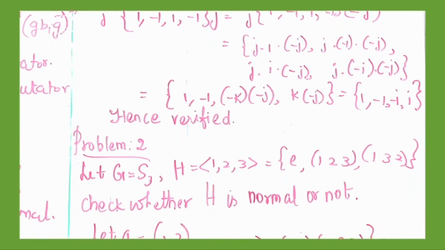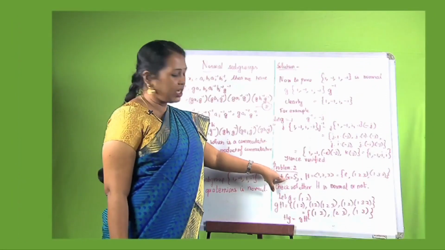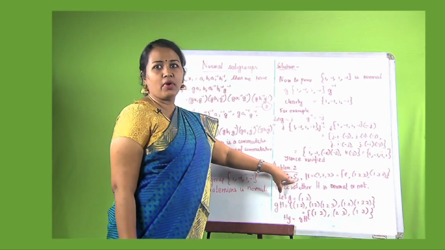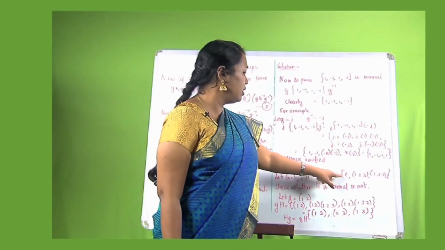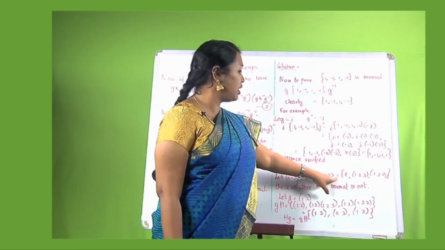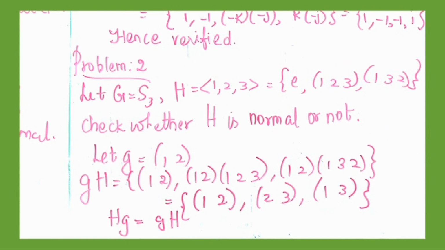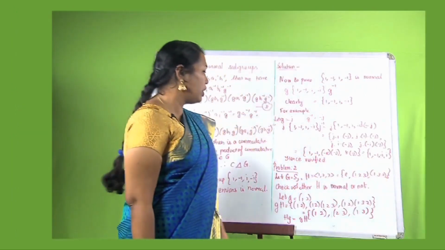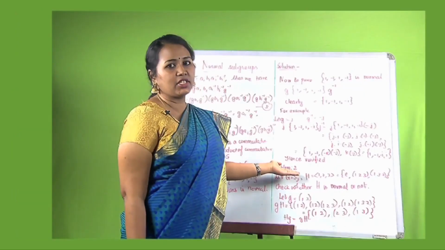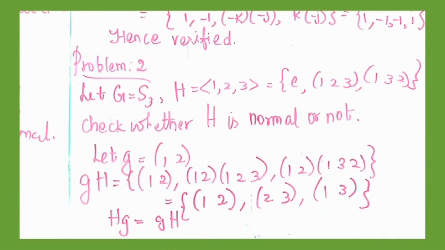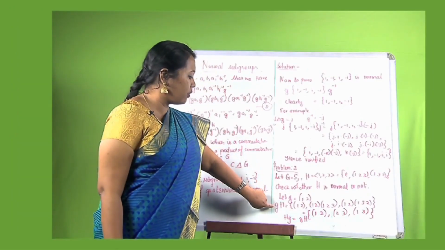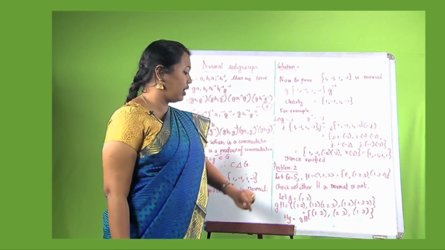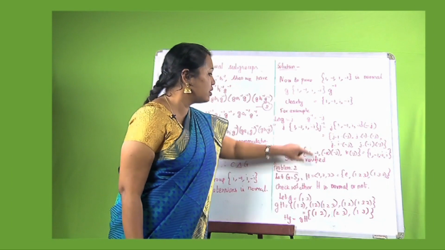Now, let's do one more problem, problem number 2. Let us consider a group G which is S3, the set of all permutations on 3. So, let H be the subgroup generated by the 3-cycle (1 2 3). So, this particular subgroup is equal to {e, (1 2 3), (1 3 2)}. We have to check whether this H is normal or not. Let g be any element. So, we are assuming that it is (1 2) and we are doing the product of this element with H. Therefore, gH is equal to (1 2) times these elements.